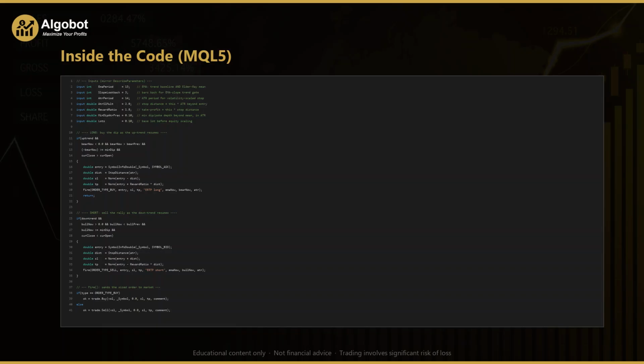The short block is the mirror image. In a downtrend, bull power must be positive but below the prior bar's bull power. The poke must meet the minimum dip, and the bar must close below its open. It then sets the stop above the entry and the take profit below, and calls fire with an order type of sell. Inside fire, the sized volume is sent to market through trade.buy or trade.sell. That's the whole engine, kept deliberately compact and readable.